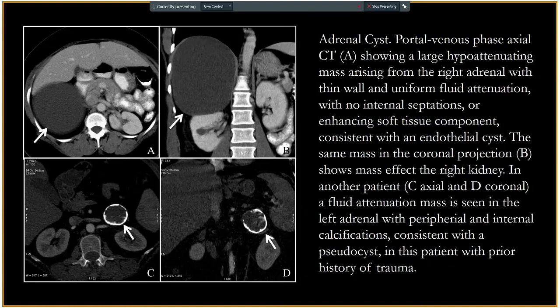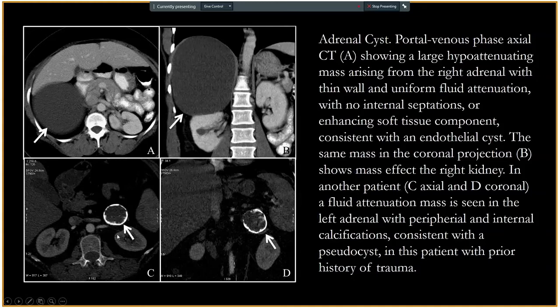All right, so here we have two examples of adrenal cysts. On the top, we have a simple cyst. It's a large cyst arising from the right adrenal, seen here on the transaxial and on the coronal image. Thin wall, no internal soft tissue component, no septations. Wall is barely perceptible and it does not show any enhancement.